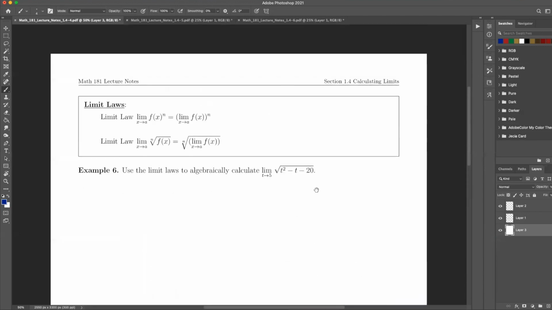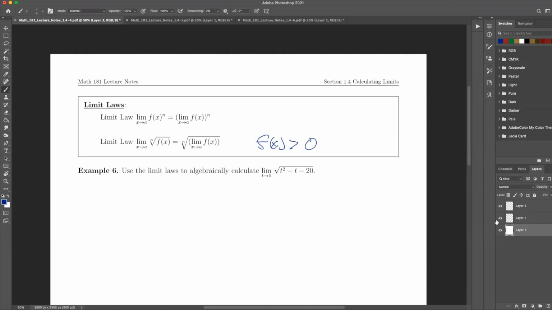All right, so there's a couple more laws here. If we take the limit of a function raised to the power n, I can just take the limit of the function as x approaches a and then raise that to the power of n. And here we can do the square root too. However, for the square root, there is a tiny, tiny little caveat: f of x has to be greater than 0.